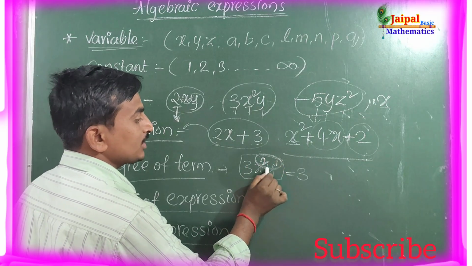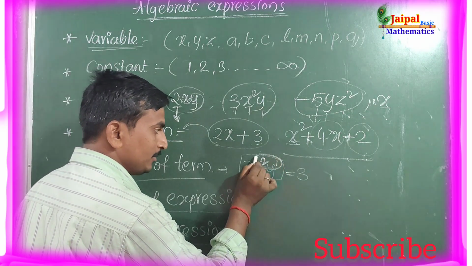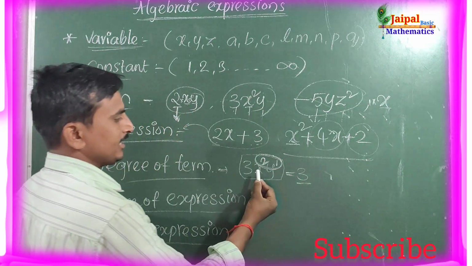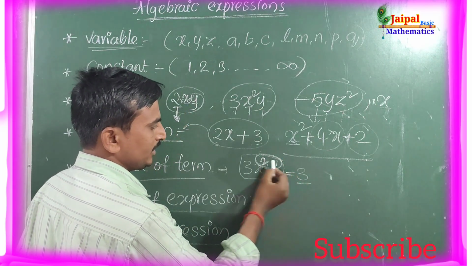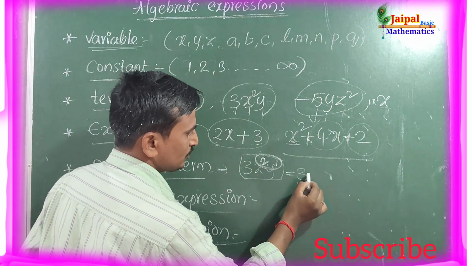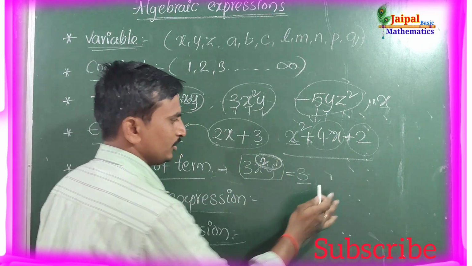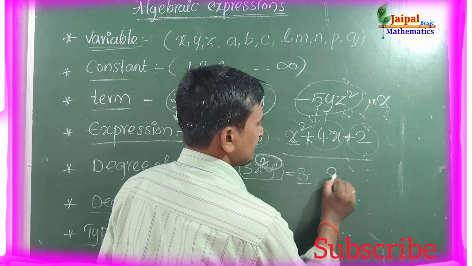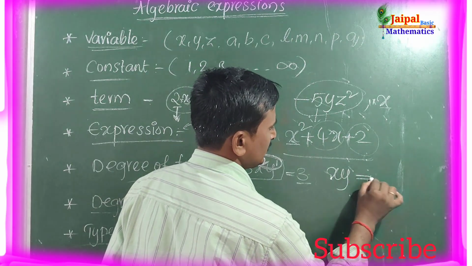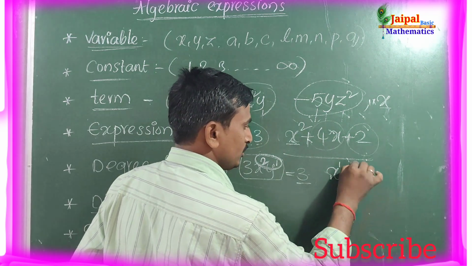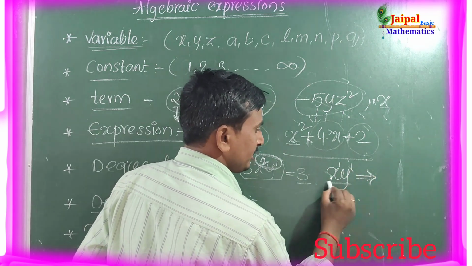The sum of exponents of the variables is called the degree of the term. Here x has power 2, y has power 1, so 2 plus 1 is 3. So 3 is the degree of the term. This term's degree is 3. One more example: xy is one term. What is the degree of this term? x has power 1 and y also has power 1, so this term's degree is 2.